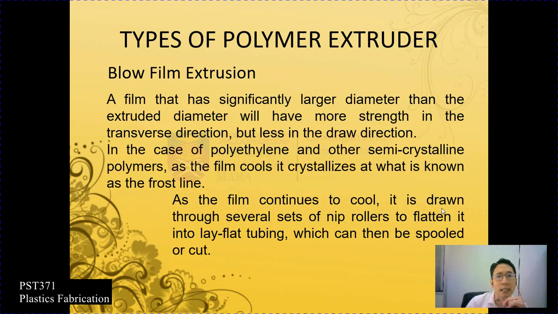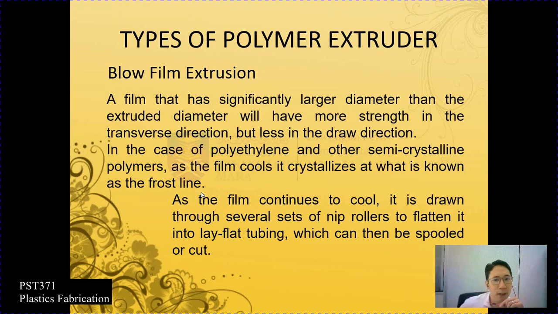In the case of polyethylene and other semi-crystalline polymer, as the film cools, it crystallizes at what is known as the frost line. Yang ni saya cakap tadi frost line. Okay, biasanya polyolefin ni, bila dia start untuk cool, dia akan nampak frost line. Awak akan tengok dalam Amali punya video, dia akan ada frost line where the polymer starts to recrystallize. Okay, kita dah tahu polymer is crystallized structures, okay, semi-crystalline structure, and will molten, and then bila dia nak recrystallize balik tu, dia akan ada frost line.